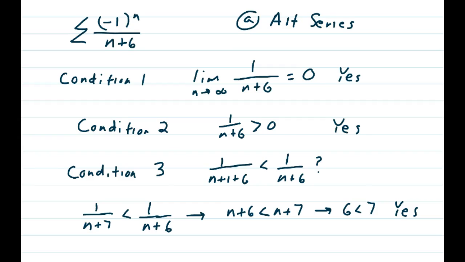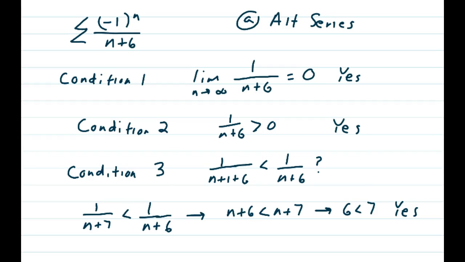And now I check the other endpoint, -1. So we get -1 to the nth over n plus 6, alternating series test. Condition 1 says take the limit as n approaches infinity of 1 over n plus 6, that's certainly 0. Condition 2 is 1 over n plus 6 greater than 0, without the alternator it is.